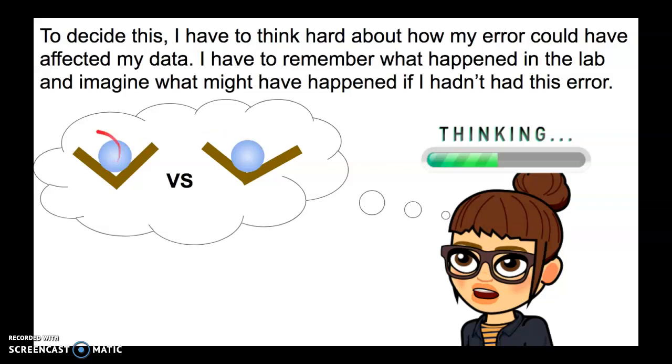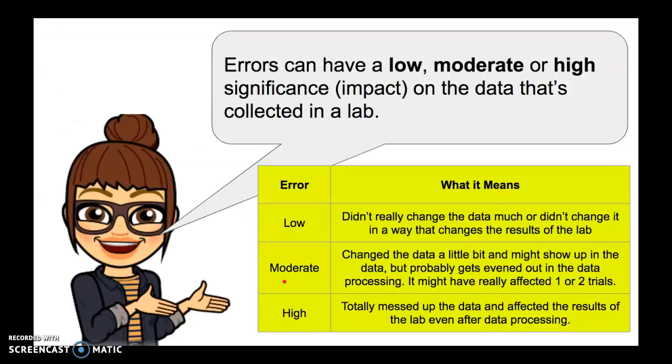So I have to think about how my data was different when it was doing what it was supposed to do versus what it was doing when I had my error, when I didn't have my ramp come at the right angle. So errors can have a low, moderate, or high significance, kind of like an impact on the data that's collected in the lab. So basically, if you decide that an error has low significance, that means that it didn't really change the data much, or it didn't change it in a way that changes the results of the lab.